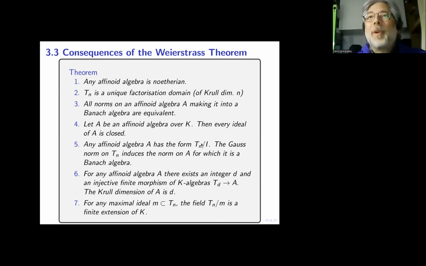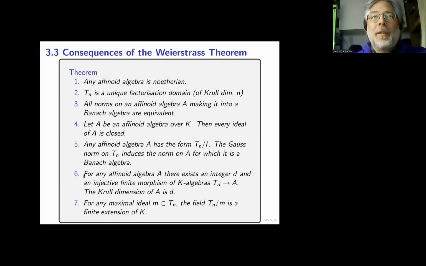So Tate algebra modulo I gives you any affinoid algebra, and being a closed ideal in Tn, you get a Gauss norm on A, and it's again a Banach algebra. So if you don't know which norm you want to pick, just take the Gauss norm from Tn, and then you get a norm on A for free.